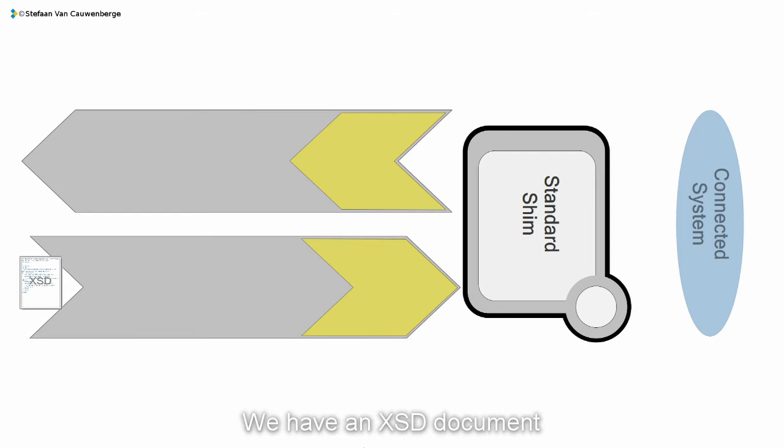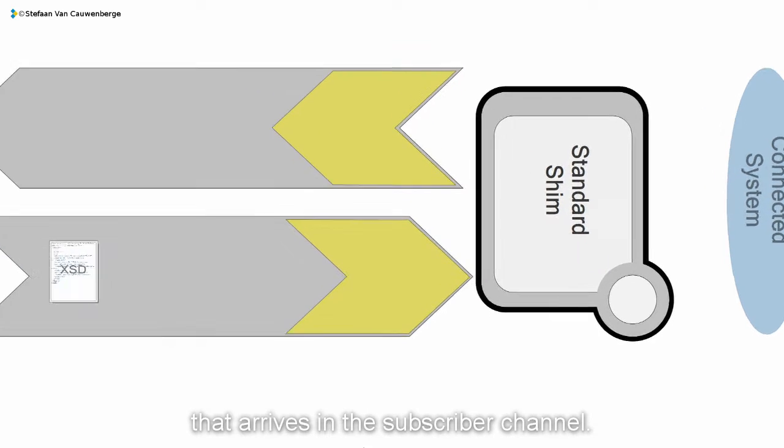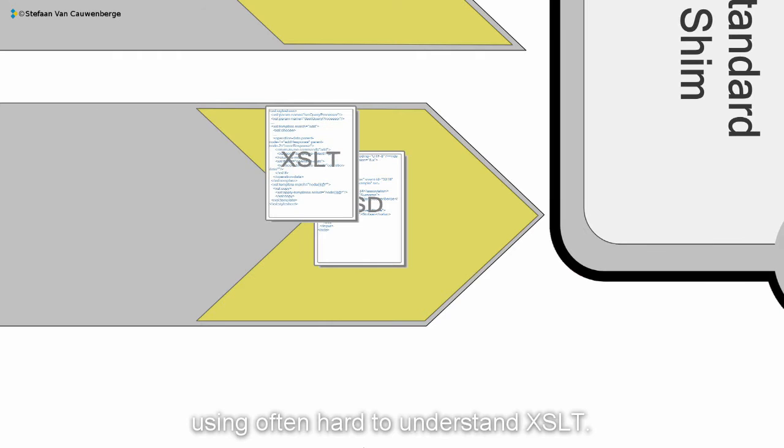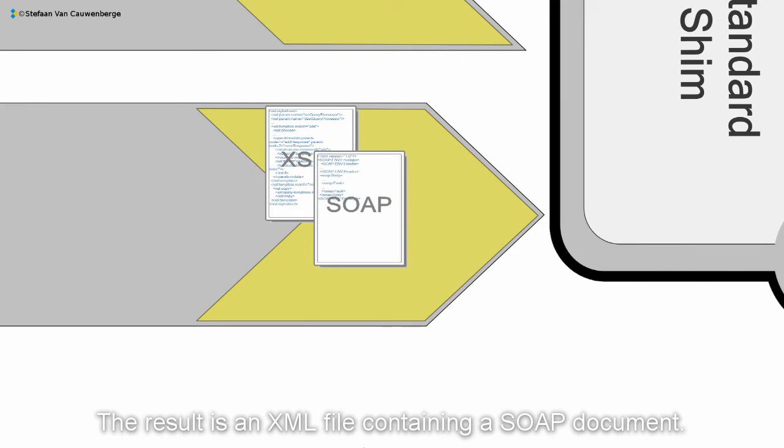We have an XSD document that arrives in the subscriber channel. In the output transformation, this is converted via policies using often hard to understand XSLT. You can also specify to what node in the SOAP response you want your operation data appended to. The result is an XML file containing a SOAP document.